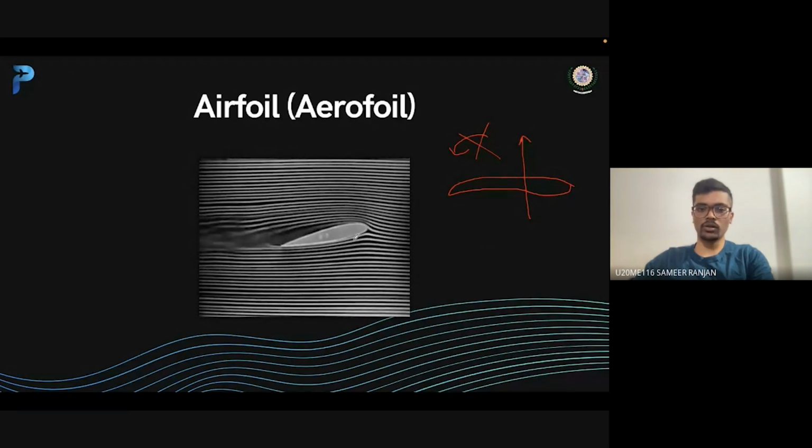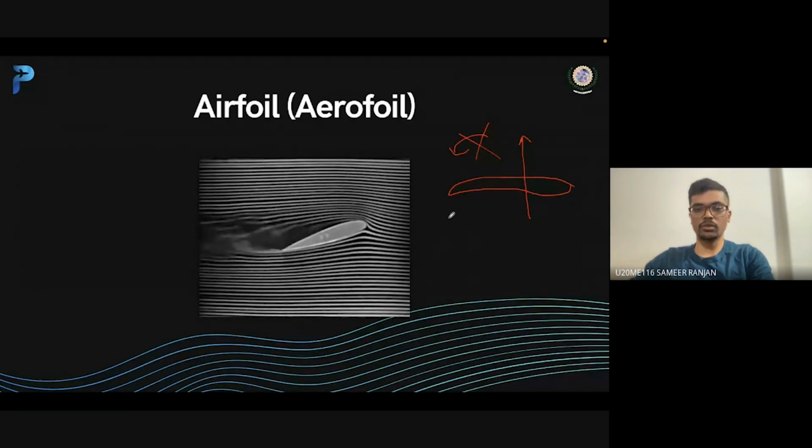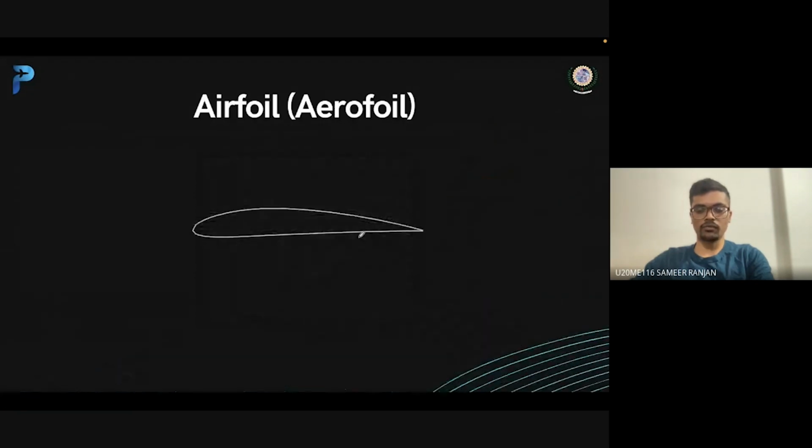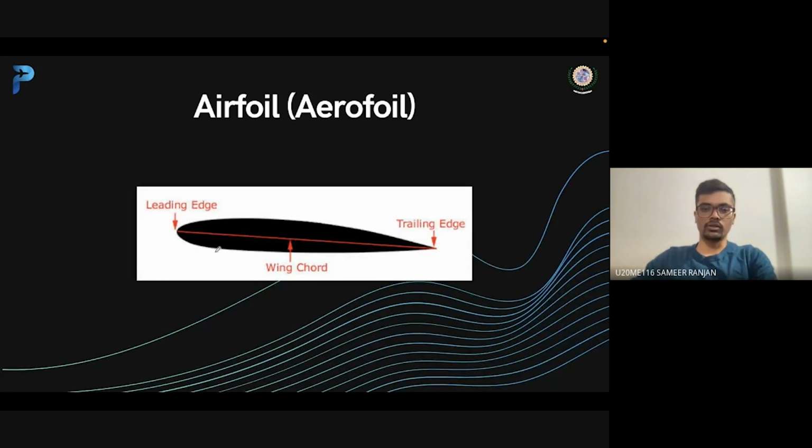So let's see what the different terminologies are, or how we can differentiate between these different shapes of airfoil. The front end, which you can see, this part, is called the leading edge, and this part, which is the back end, is called the trailing edge, and the line joining the leading edge to the trailing edge is called the chord line. In this slide you can clearly see this is the leading edge, this is the trailing edge, and this is the chord line.